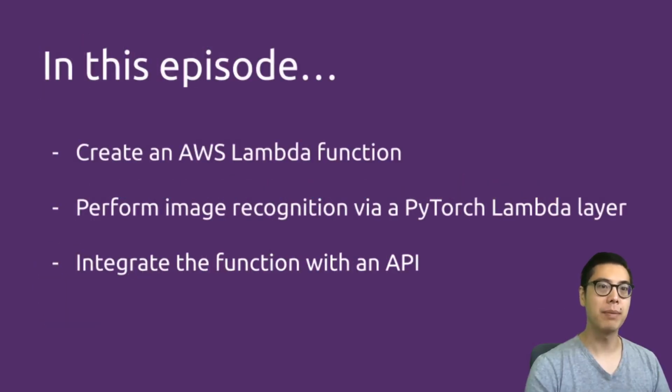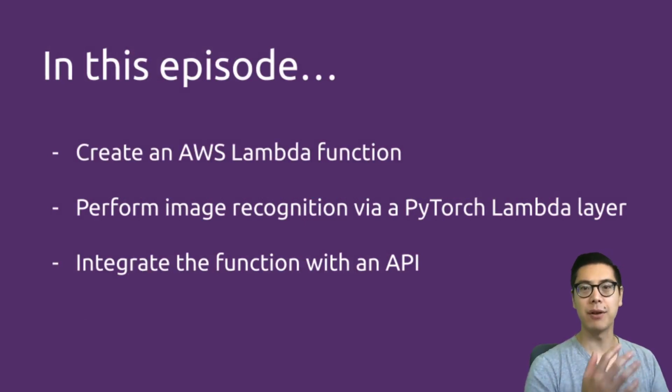So what do we cover? We're going to be covering creating a Lambda function, so fairly basic stuff, but then really integrating it with a PyTorch Lambda layer. So using PyTorch as a layer to load in that whole library and then get the full benefits of using a fully featured framework like PyTorch. And then we'll integrate the function with an API so that we can go ahead and actually start calling it, invoking it against things we want to do image recognition against.